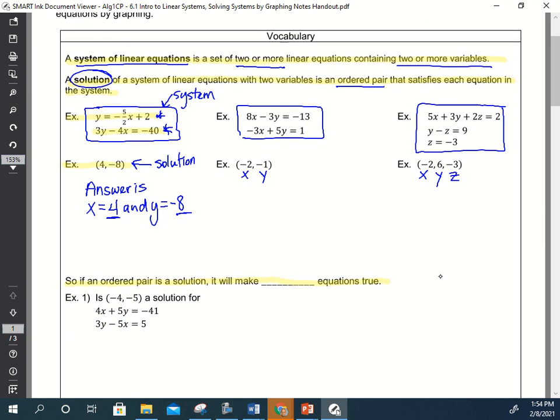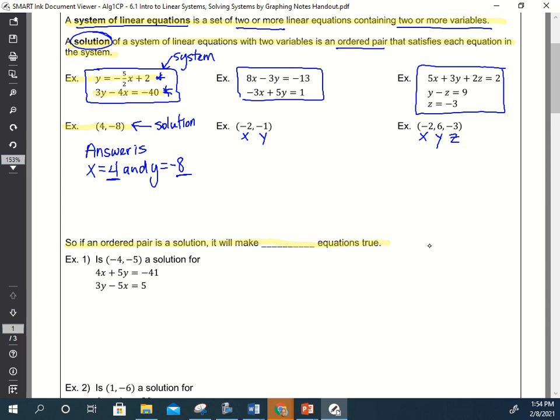Scroll up just a little bit so I can keep that part of the screen so far. So, if an ordered pair is a solution, then it will make all equations true. So that means, if I give you a problem, and I tell you that this ordered pair is an answer, then every equation that I'm given has to work. If it fails at any point, then it fails for the whole problem. So it's an all or nothing type deal.